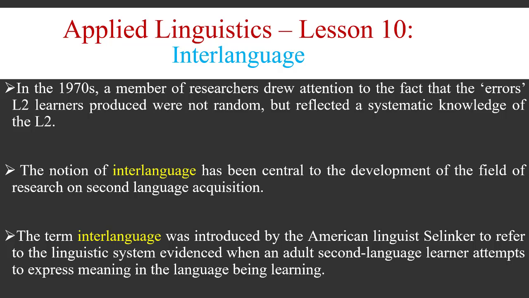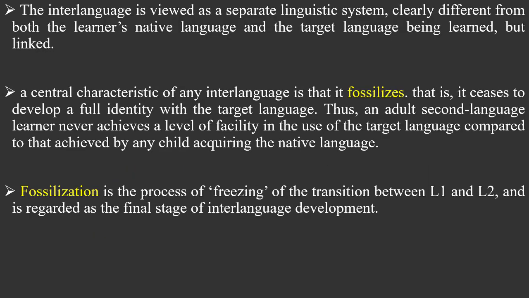So it's in between. The interlanguage is viewed as a separate linguistic system, clearly different from both the learner's native language and the target language being learned, but linked. This is what I have just talked about: that interlanguage is a system. It's a linguistic system, a kind of language that is in between. It's not exactly your mother tongue, and not exactly the second language that you are learning.